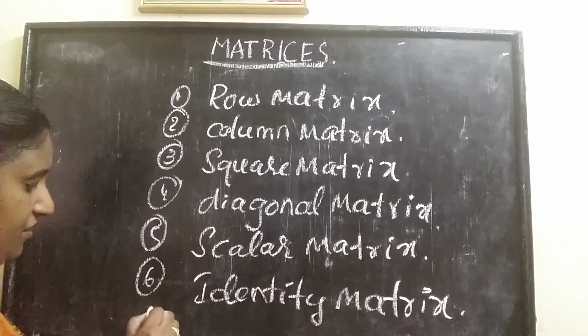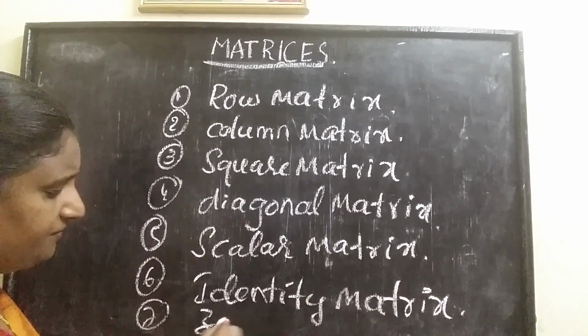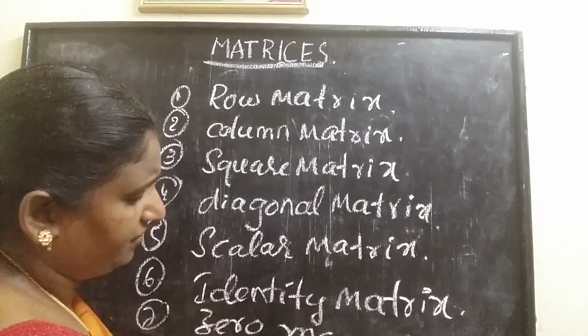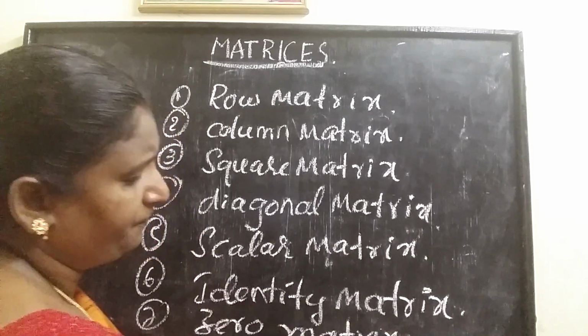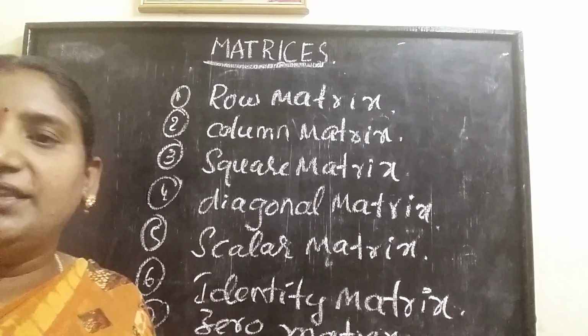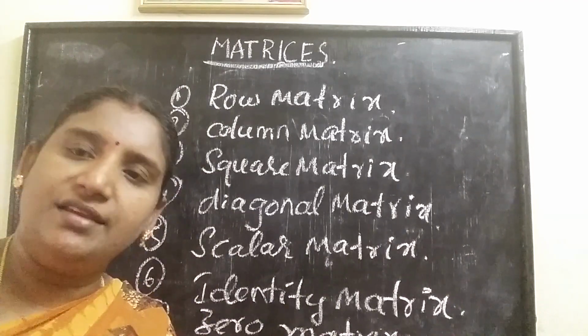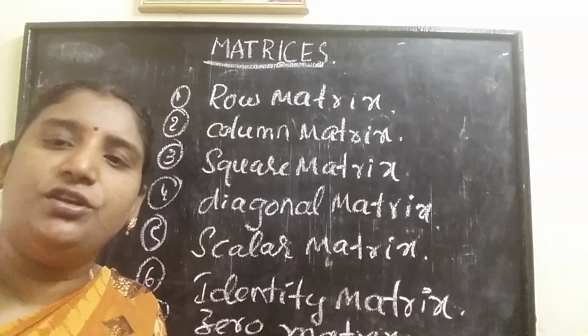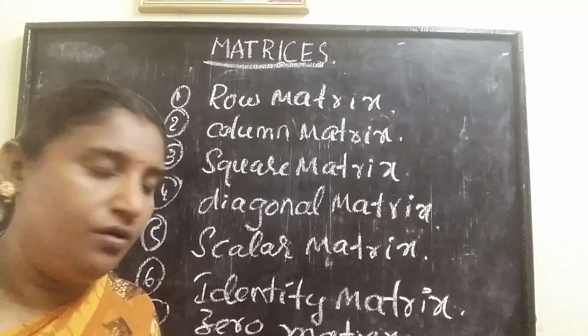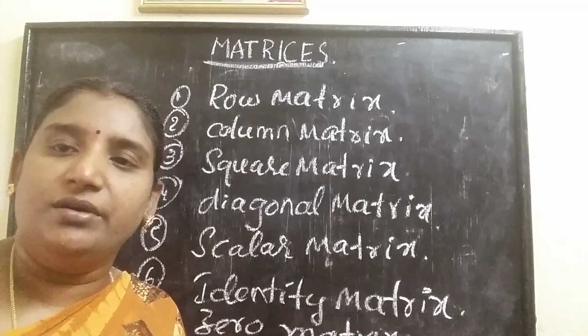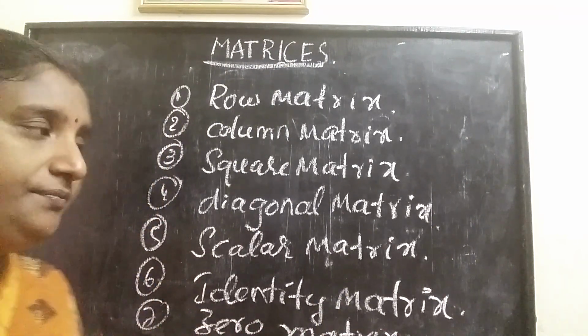And the last one is the zero matrix. A matrix is said to be a zero matrix if all entries are equal to 0. The zero matrix is denoted by O and the identity matrix is denoted by I.